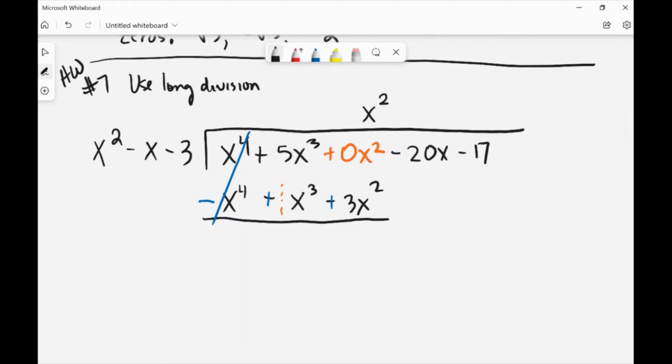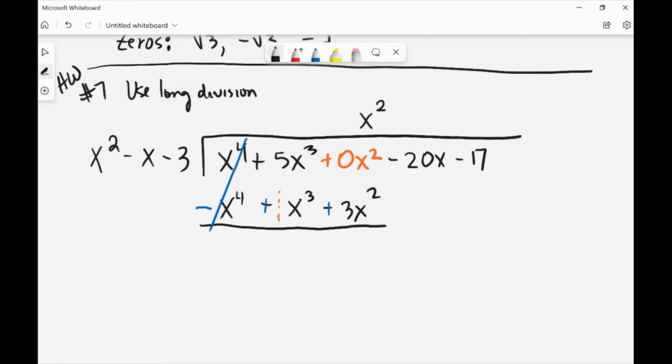Minus 4x to the third. Is it plus or is it minus? Make sure you change the sign. Y'all might want to change colors when you change signs. So what should I write down? It's 6x to the third, plus 3x squared. And we should always bring down one term at a time.